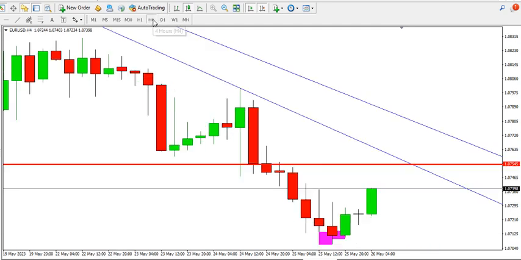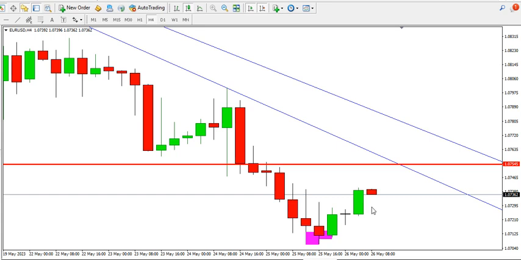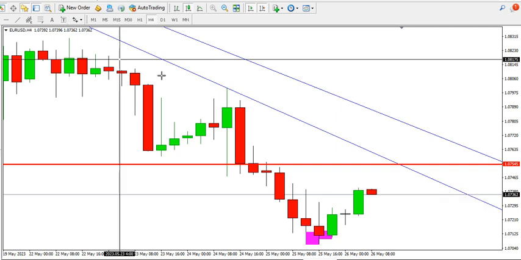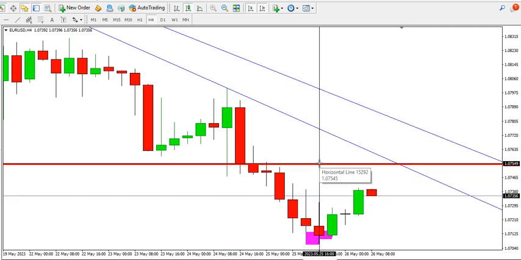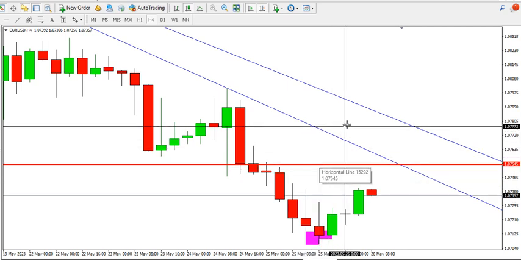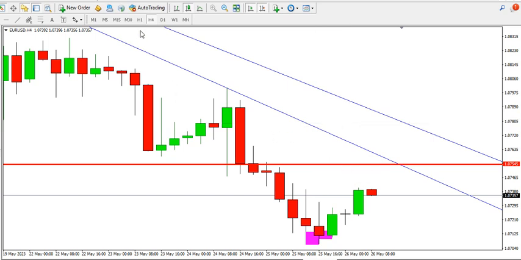On the 4 hour time frame, what do we have? You can see a bit of recovery to the 1.0736 area. So we might see further recovery to the 1.07549 area as time goes on.